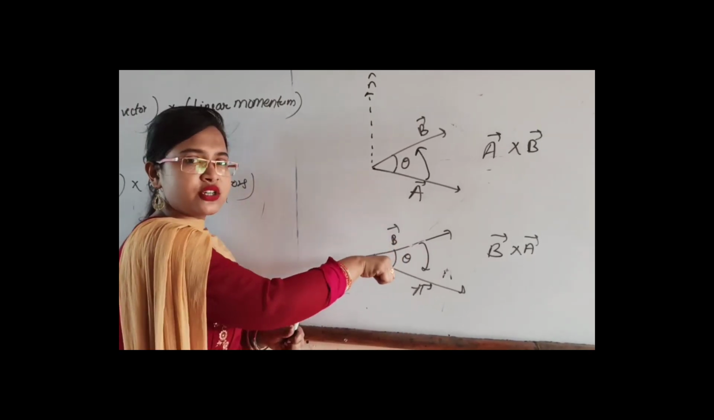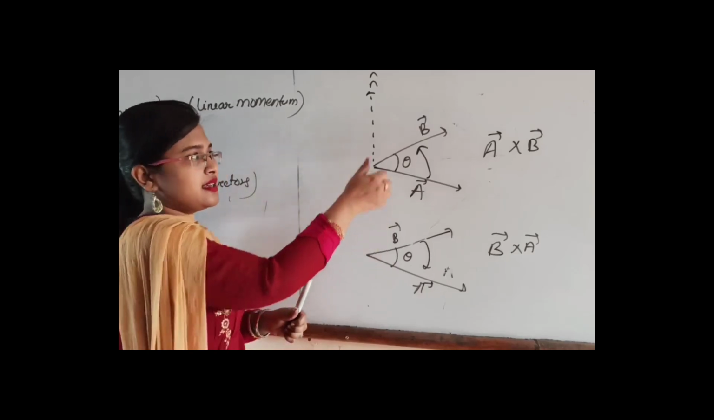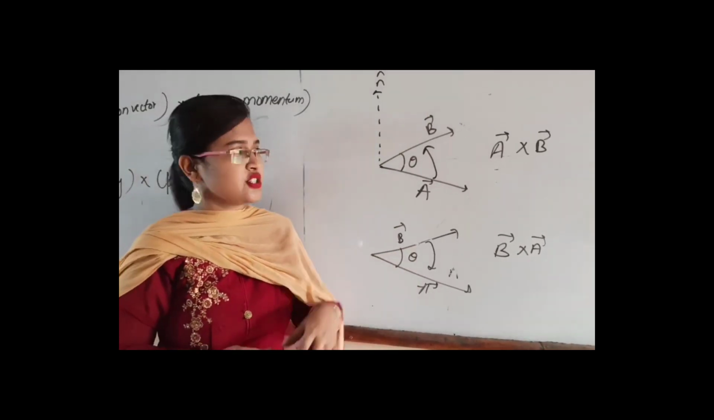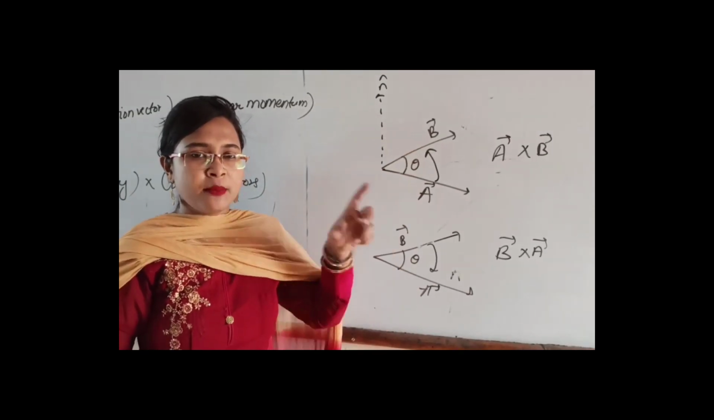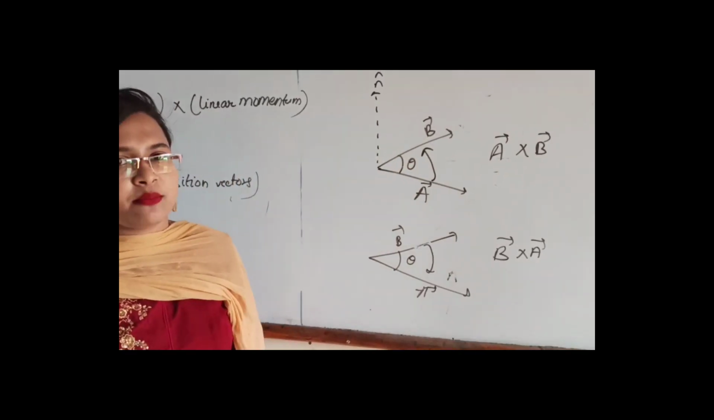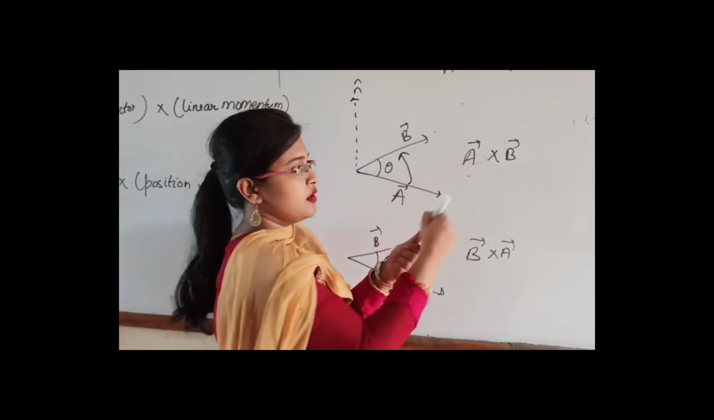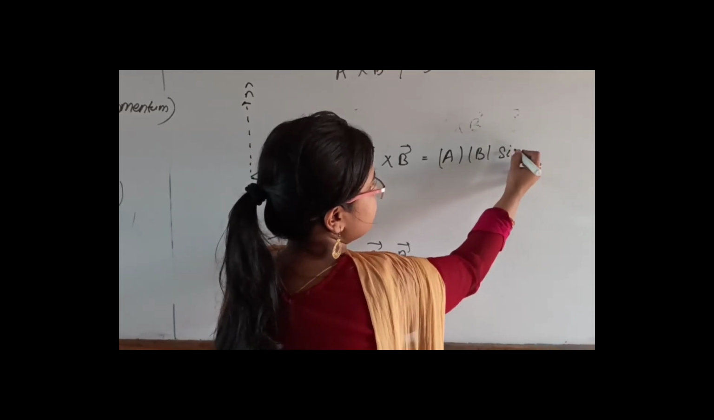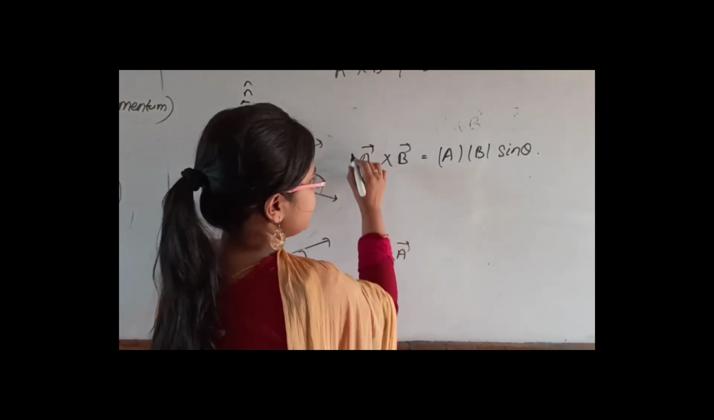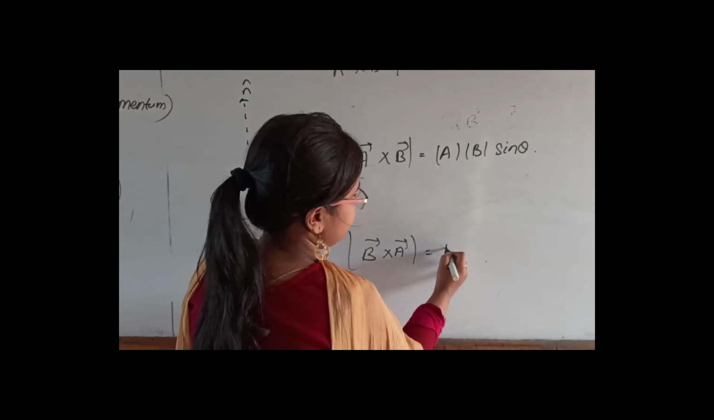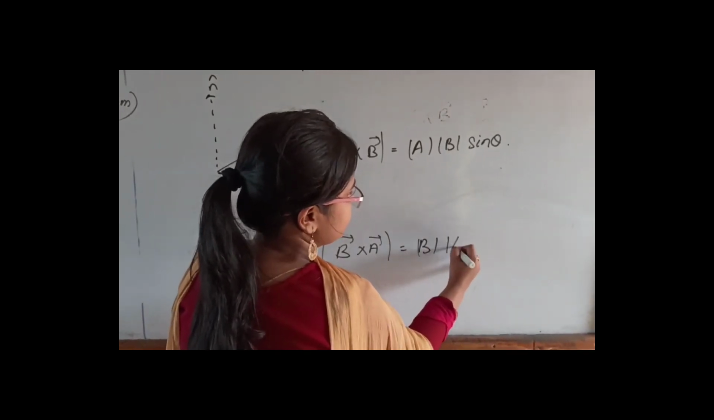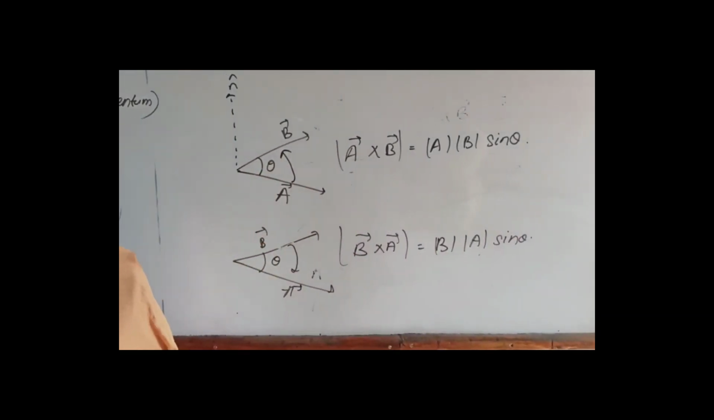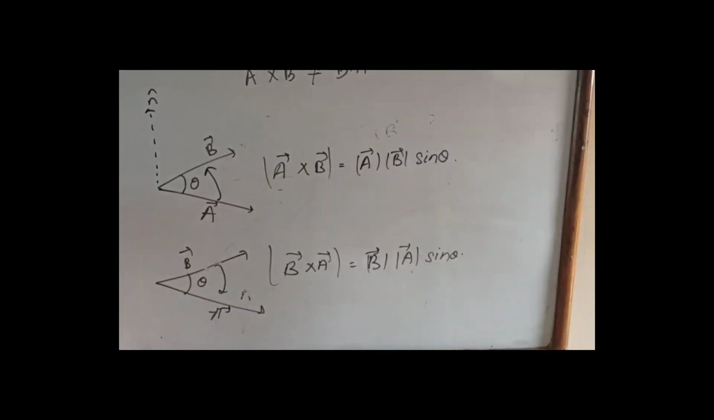You can see the direction is inward. In this the direction was outward, in this the direction is inward. There is a difference in the direction, they both are in opposite direction. But the main thing is the magnitude will remain the same, that is magnitude of A, magnitude of B, sin theta. Clear? In this case also, it will be magnitude of B, magnitude of A, sin theta. But the direction is opposite to each other.